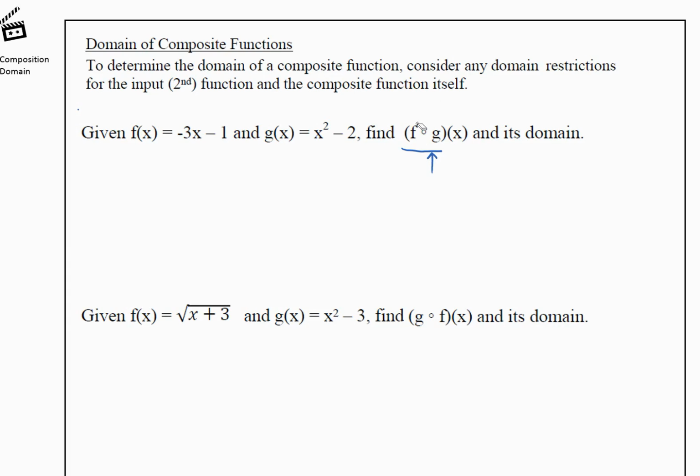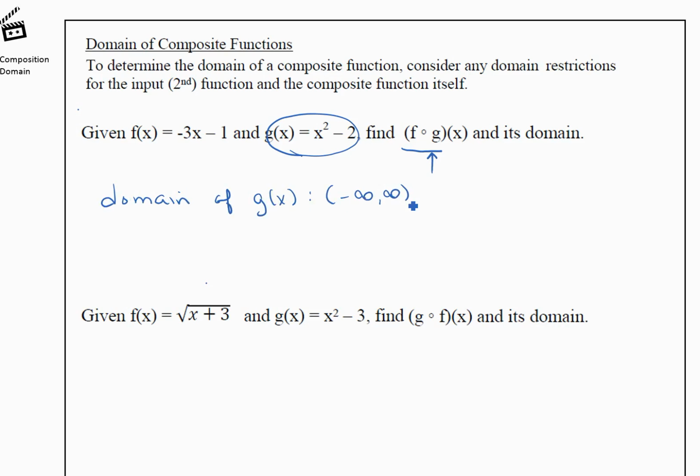Okay, so here we're finding f composed with g of x. And the first thing we need to do no matter what is look at the domain of the function we're plugging in, g of x. And here, x squared minus 2 is a polynomial. We would never be dividing by 0 or taking the square root of a negative number. So the domain of g of x is all real numbers, or negative infinity to infinity.